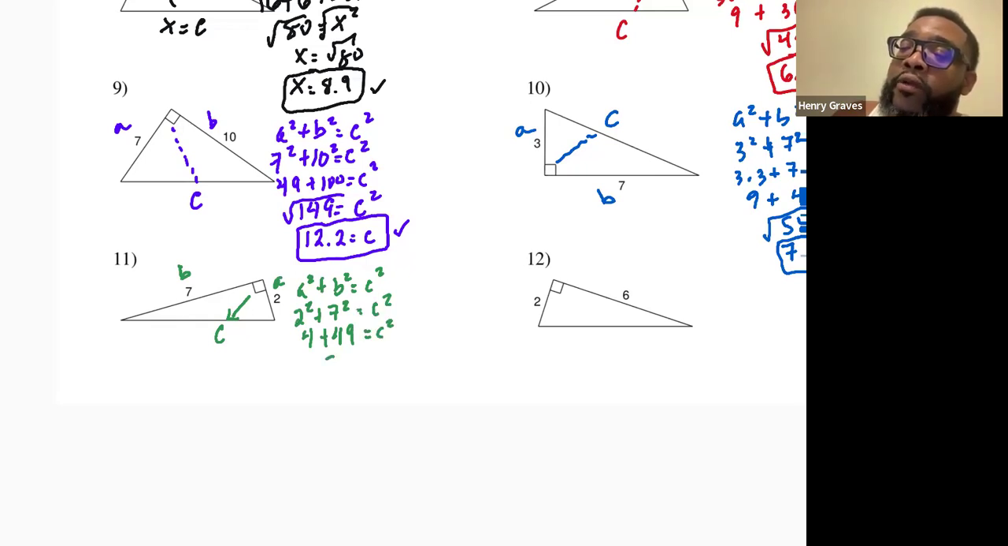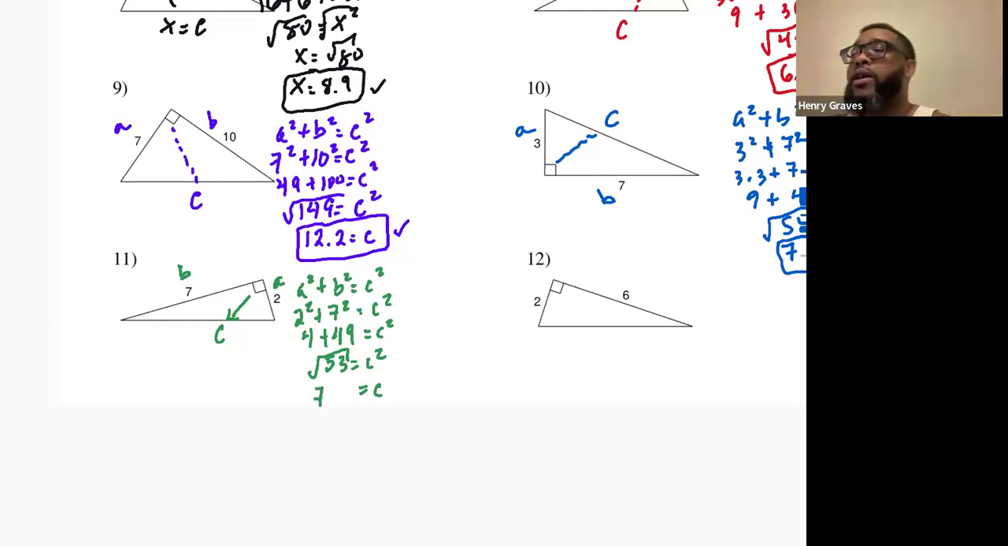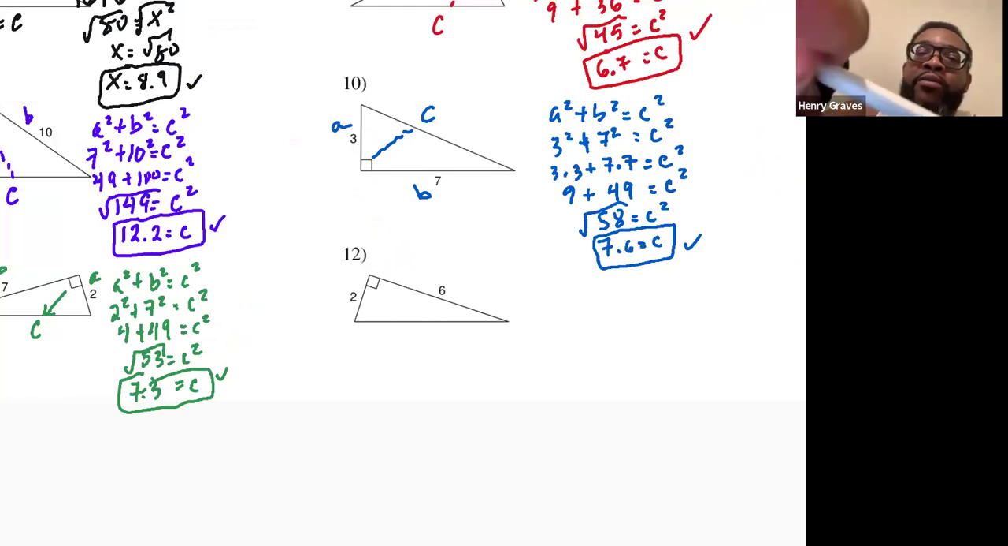I'm going to do the square root on 53 on both sides. So the square root of 53 is, oh no, that's not right. 7.3, about 7.3. If you look back on number 10, right, I got 7.6. So 58 is a little more than 53. So it should be a little bit more, right?